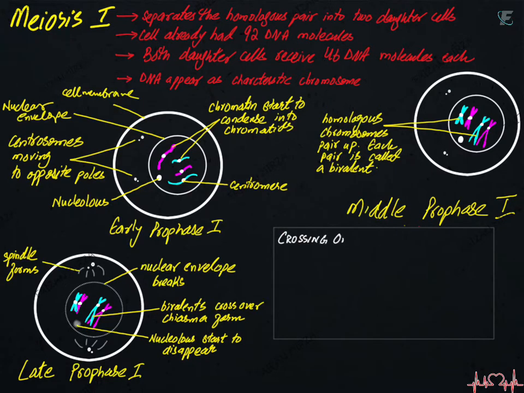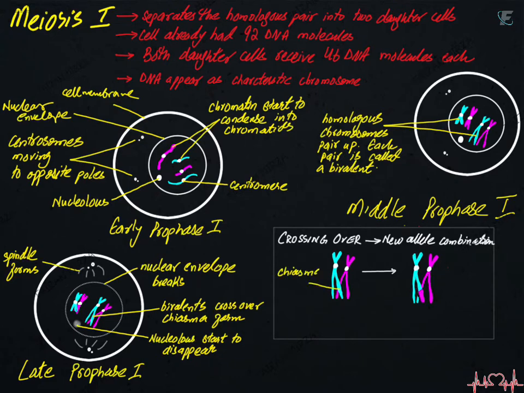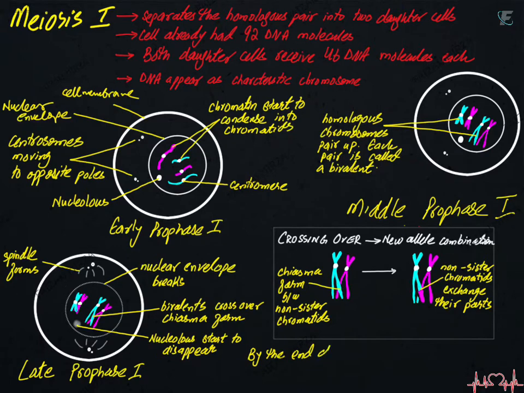What happens in crossing over? New allele combinations form because of crossing over. And why is that so? For example, this is a homologous pair, a bivalent. It undergoes crossing over. So this is how its segments will break and rejoin in such a way that chiasma form between non-sister chromatids of the bivalents. And the non-sister chromatids, once these regions overlap, exchange their parts. As a result of exchanging their parts, new allele combinations form.